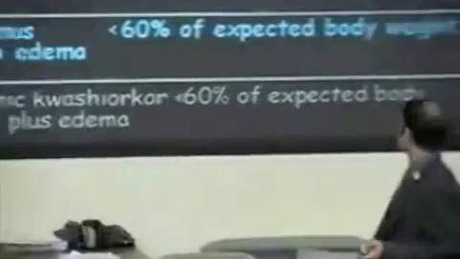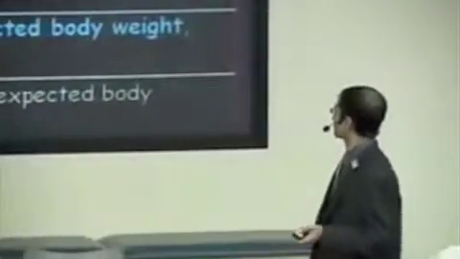So here, classification, the only thing that I will hold you responsible for will be kwashiorkor plus edema. You know why. Less than 60 to 80% of expected body weight, and marasmus. Once again, you know why we do not see edema. No need to memorize this. You understand this. Does everyone understand this?